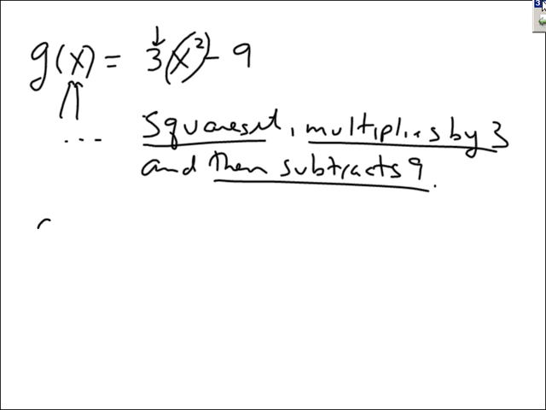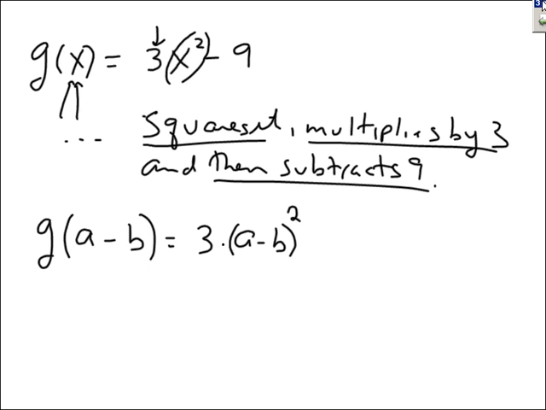So if I asked you what g of a minus b is, well, you take what's in the brackets, and maybe you can put brackets around it. It takes what's in the bracket, it squares it, it multiplies it by 3, and then it takes away 9. There it is.